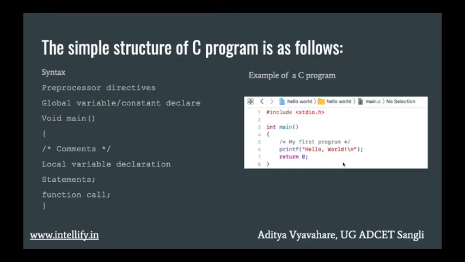This is an overview of a simple C program. How does it look? On the left hand side, syntax is given. The syntax is as follows. First stand the preprocessor directives. Then comes the declaration of the variables or constants. Then our main function starts, and in the main function we give all the statements or conditions according to the problem statement of the program. The example of hello world is given on the right hand side. It is a simple program which is generally the first program of every C learning student.